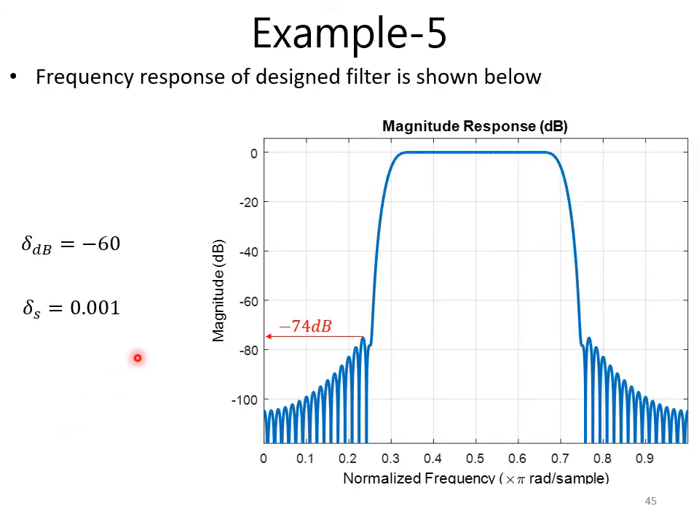This is the magnitude response of the designed filter, and you can see that the bandwidth of the filter is 0.3 to 0.7, and this one from 0.7 to some value, 0.75 or whatever, is the transition band from the upper side, and similarly we have some transition band at the lower side, and the peak approximation error in the stop band is minus 74 dB because we have chosen the Blackman window.